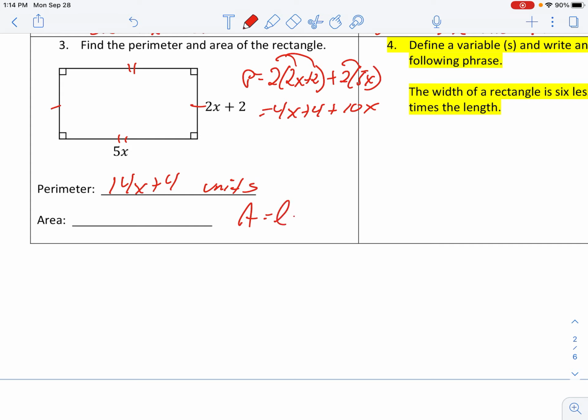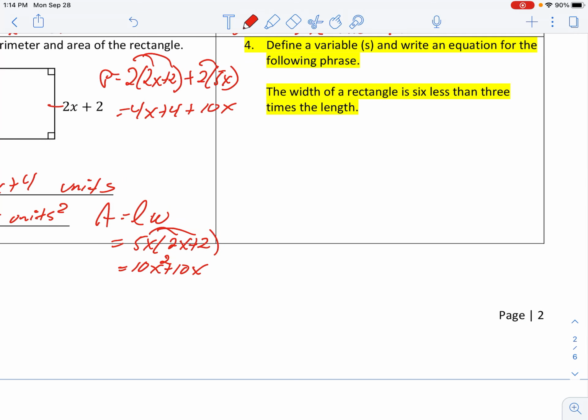For area, length times width. And it just so happens in this case, 5x times 2x plus 2. Distribute. 10x squared plus 10x. Watch those type of small things out. They're easy to make mistakes on. And my units are units squared.